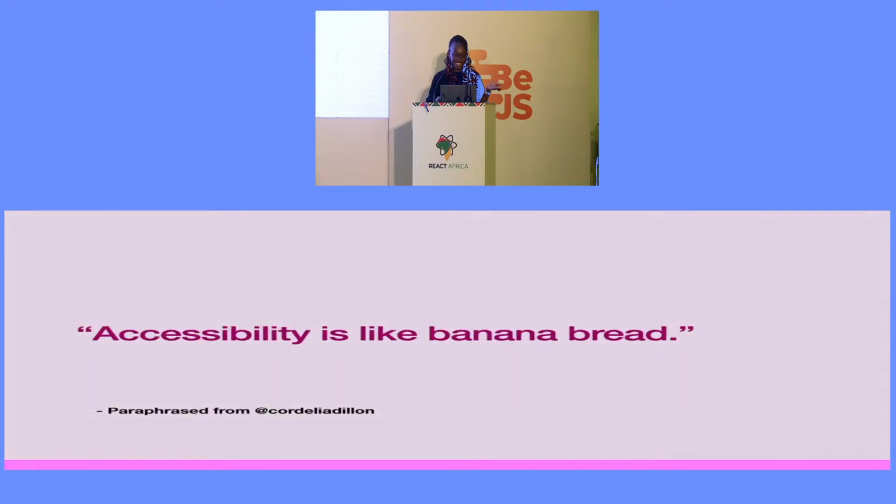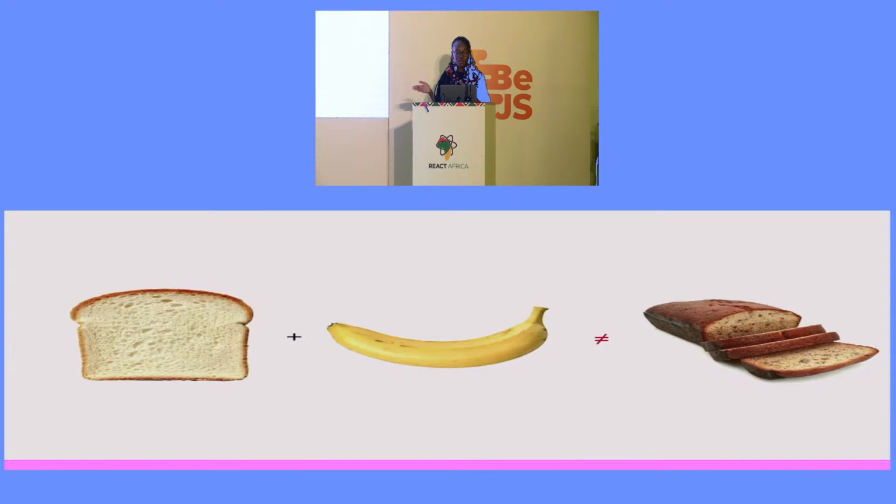So, React and accessibility. There's a very funny quote I saw online where someone said accessibility is like a blueberry muffin. I don't like blueberry muffins, so I changed it to banana bread because I love banana bread. So basically, accessibility is like banana bread. What does that mean? Imagine you go to a cafe and you order banana bread, and then they give you a slice of bread with bananas on it. You're gonna be like, what the heck? That's not what I ordered. I ordered a banana bread.